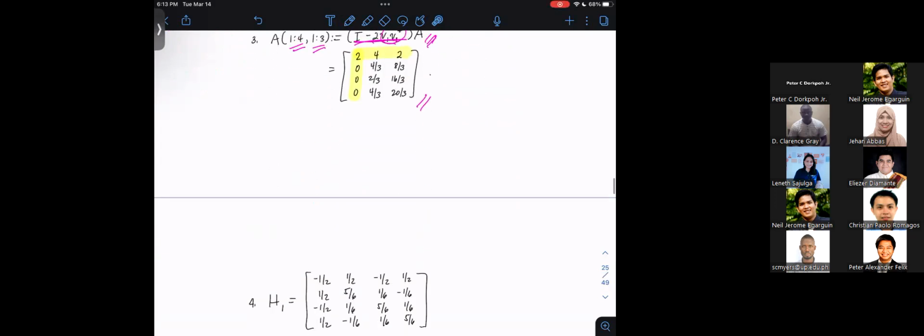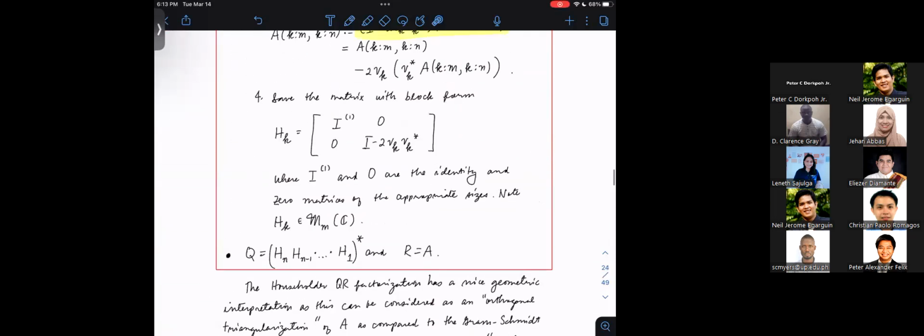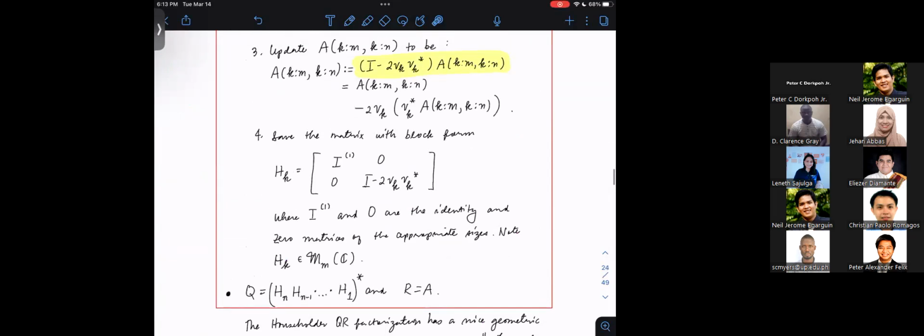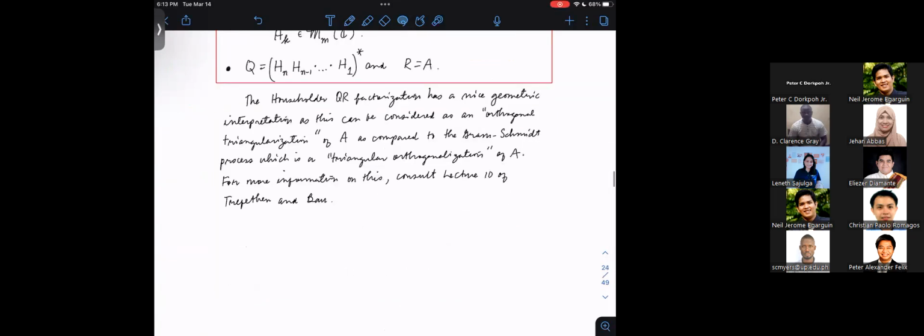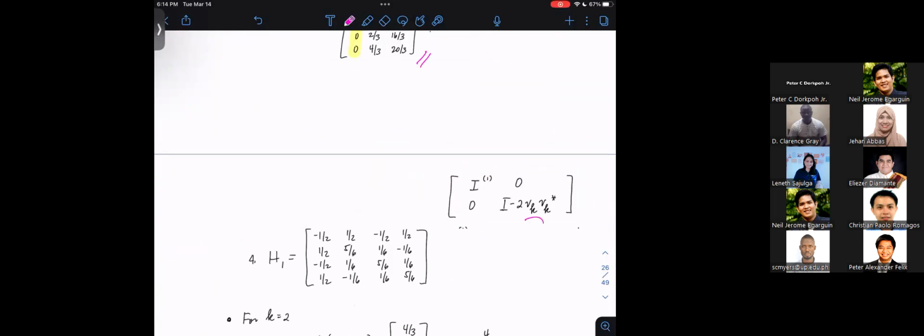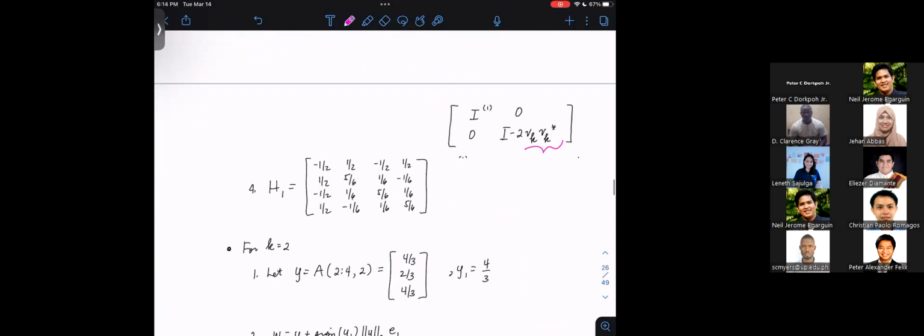Okay. And then the fourth step, I will save this matrix as H1. Now, let me just copy the formula here so that we can discuss it easily. All right, so this is the formula for H sub K in general. Now, what is the size of V sub K? V sub K is 4 by 1, and V sub K star is 1 by 4. So their product is going to be 4 by 4. A 4 by 4 identity minus a 4 by 4 matrix is still 4 by 4. So this alone is already 4 by 4, right?